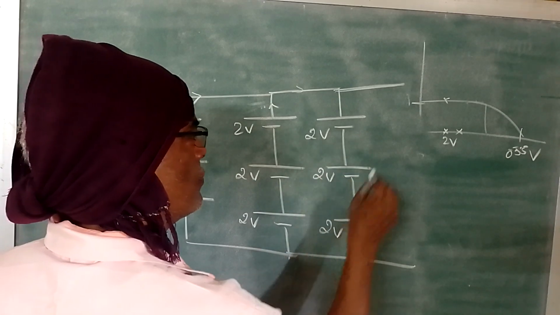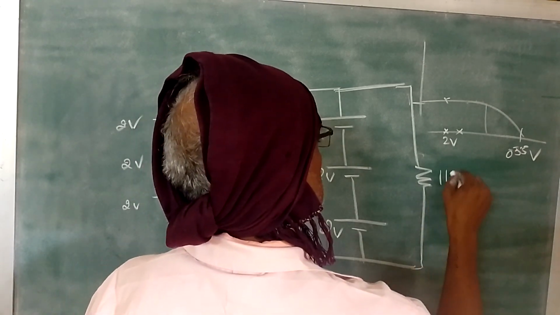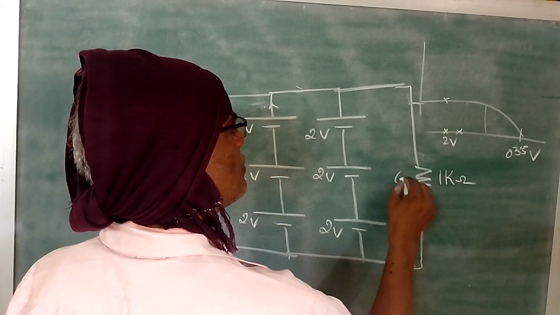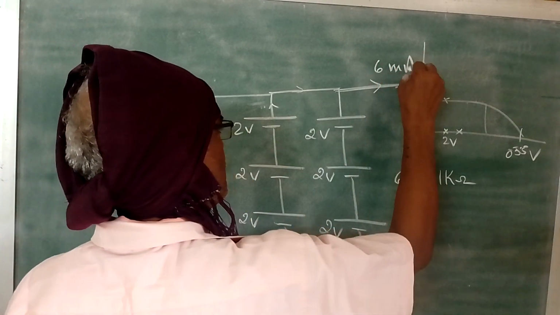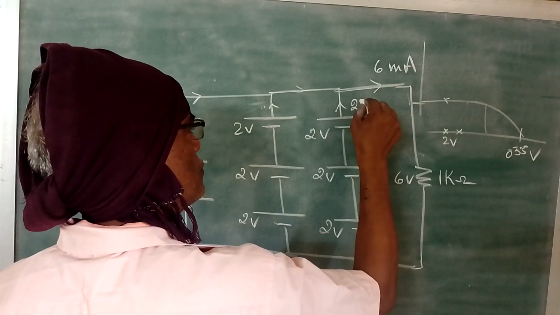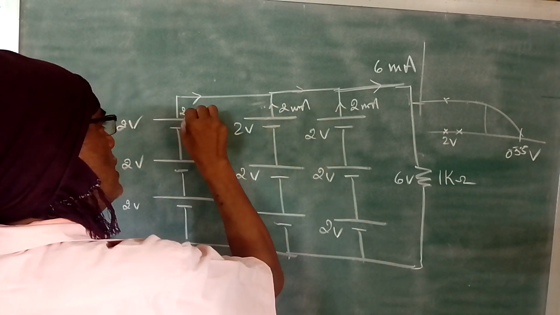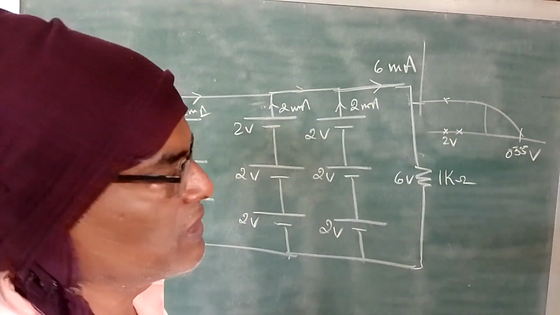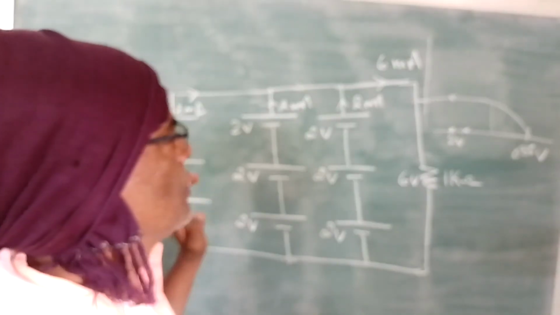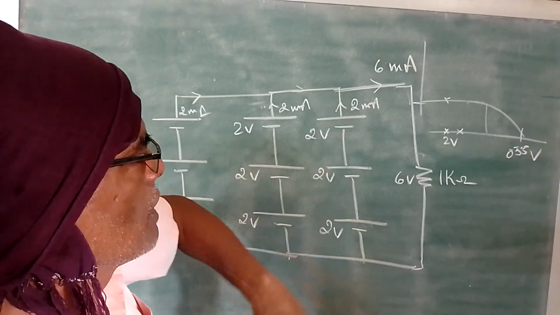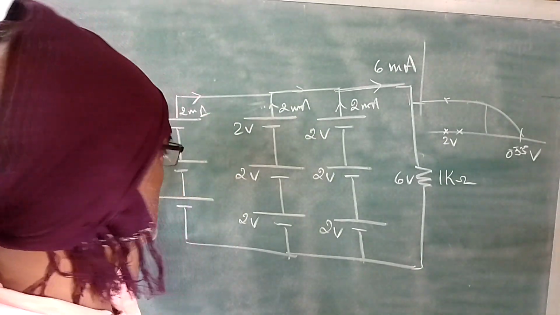Here also 2 volts, 2 volts, 2 volts. So if you connect a load, say 1K once again, 6 volts will be there because in parallel connection the voltage is the same. So now here you have 6 milliamps. That means this will give you 2 milliamps, this will give you 2 milliamps, and this will give you 2 milliamps. Put together, 6 milliamps. That means this 6 milliamps current is shared by 3 sections. That's the idea. Suppose we don't have these two sections, what will happen now?